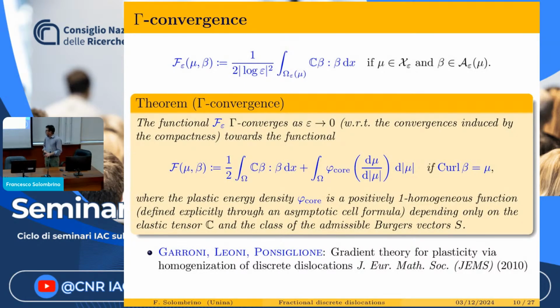And the second part of this result, which I'm recalling at the moment, is the derivation of the limit energy, which is what you expect. So now you have two variables, beta and mu. They are related by a differential constraint, so the curl of beta must be equal to mu. And the energy is made out of two parts, the elastic part and the plastic one, which is represented by a positively one-homogeneous function. And you also have some asymptotic expression for it. So you know that you solve some problem on very small cells, you can have a characterization of this energy, which is called by now phi core.